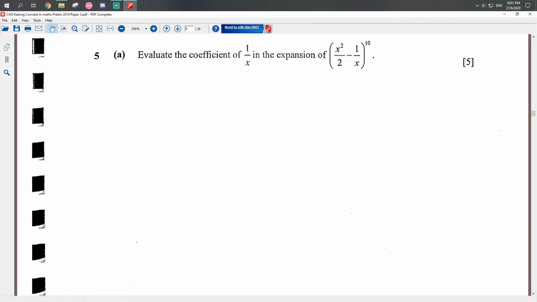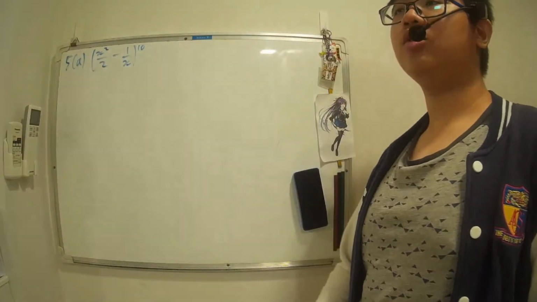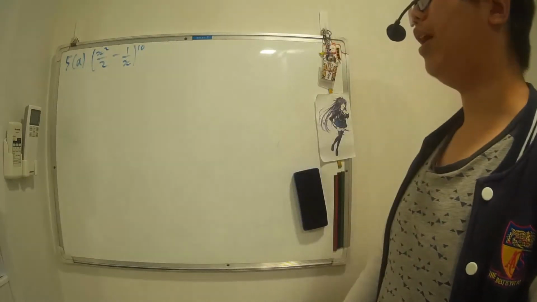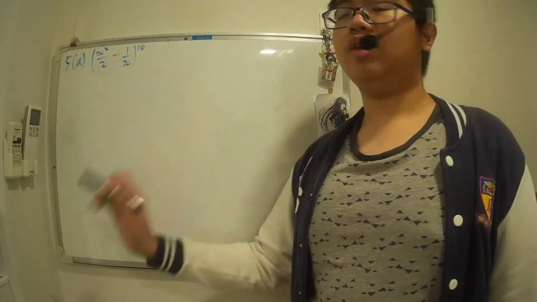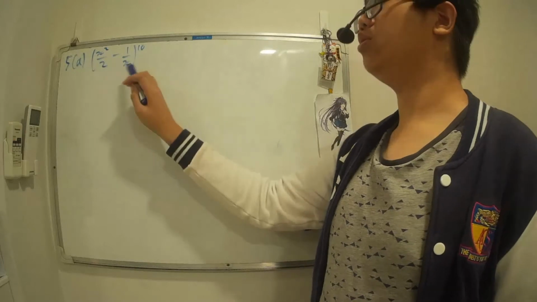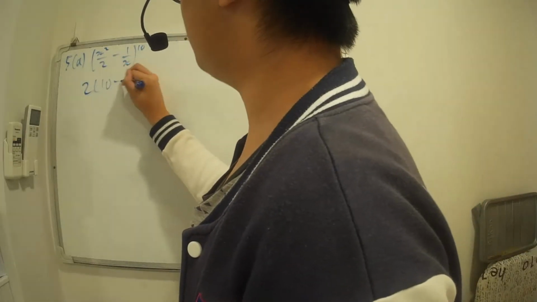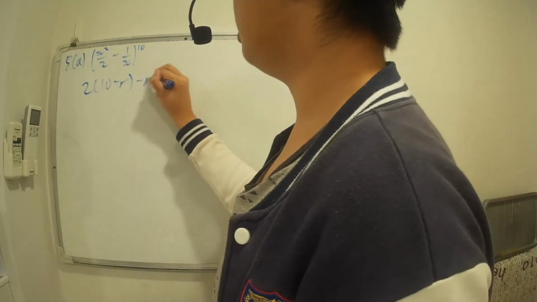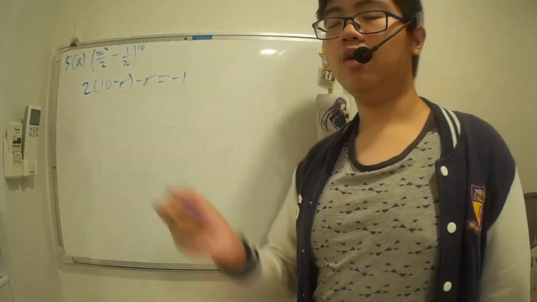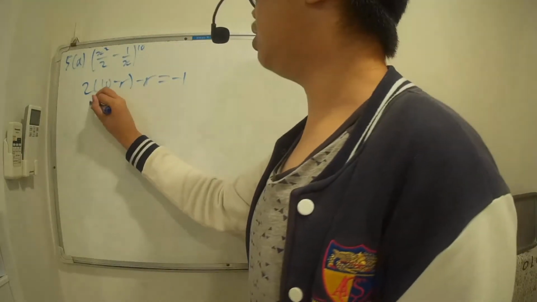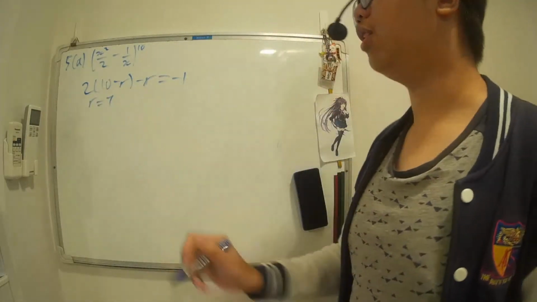Question 5. Evaluate the coefficient of 1 over x in the expansion of (x squared over 2 minus 1 over x) all raised to 10. So first we need to work out which term will have the 1 over x. I'm going to start with 10 minus r, and this will be r. So we have 2 times (10 minus r) minus r being equal to negative 1, because we want 1 over x. So from here, r is equal to 7, which means that we need the 8th term.